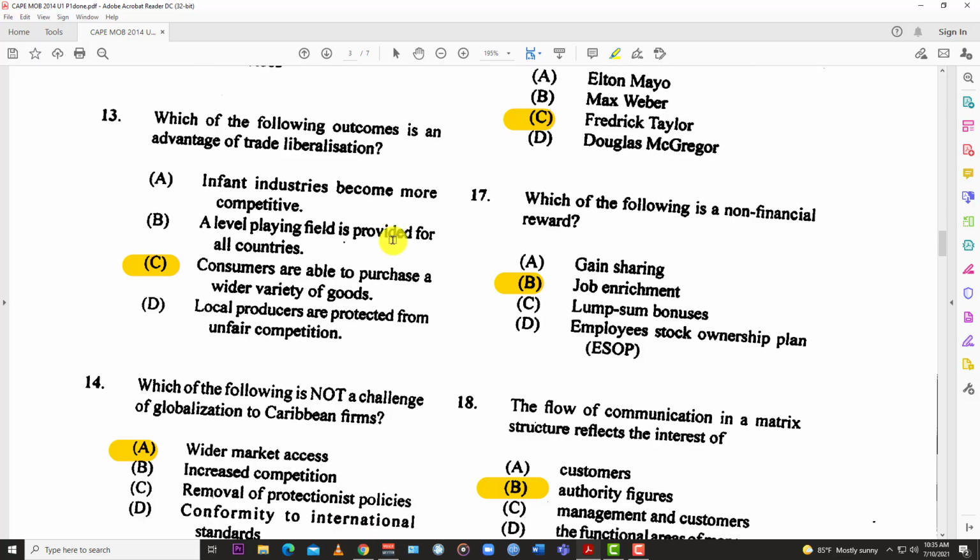Which of the following outcomes is an advantage of trade liberalization? So we look at the definition of trade liberalization above, and we're looking at what are some of the outcomes or advantages of trade liberalization. Going to the list of options, we see A, infant industries become more competitive. Now, on paper, that is supposed to happen. That's what they're saying. Everybody gets a fair shot on paper.